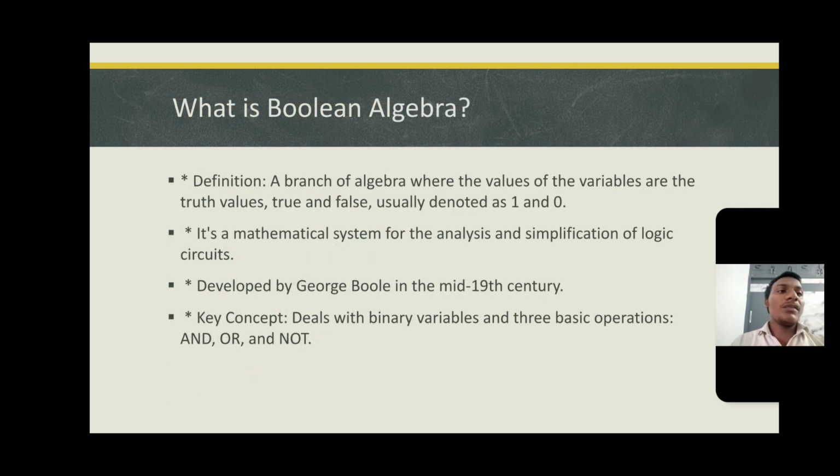First we want to know, what is Boolean algebra? Definition: a branch of algebra with values and variables, where true values are denoted by 1 and false statements are denoted by 0. This is a mathematical system of analysis that simplifies logic circuits, developed in the mid-19th century by George Boole. Key concepts we can learn about are AND, OR and NOT.